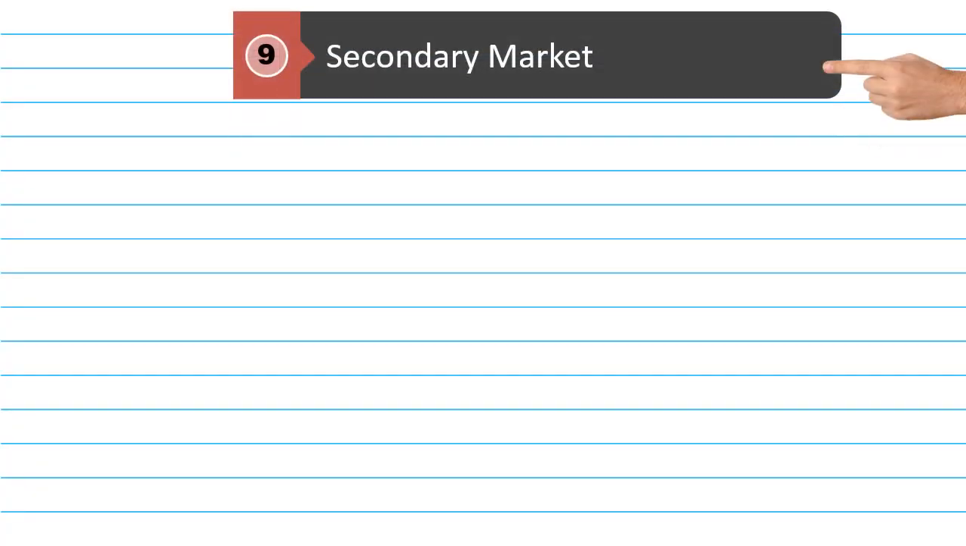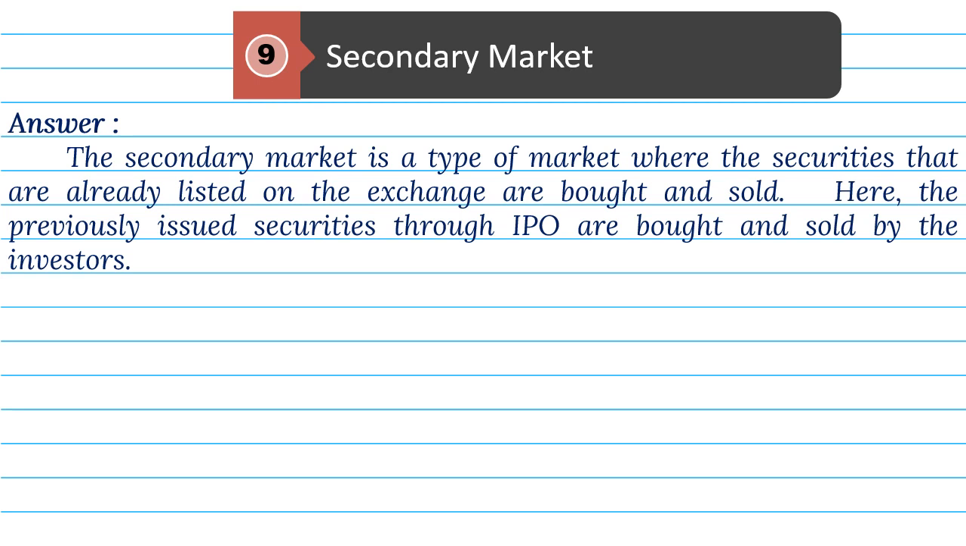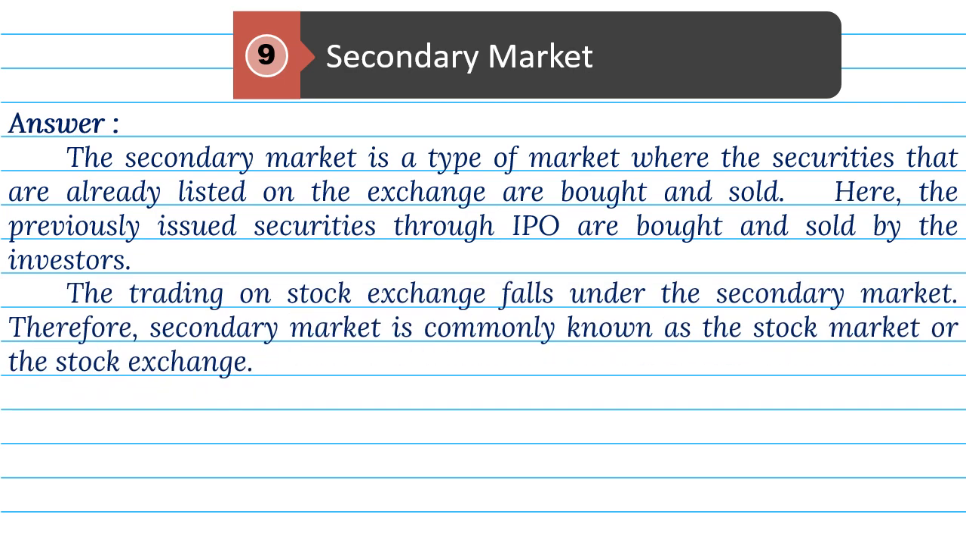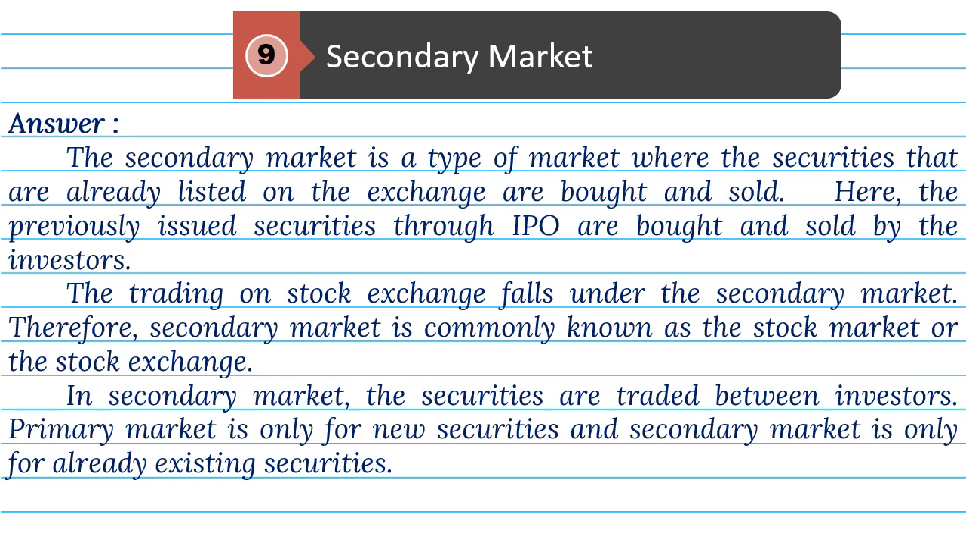9. Secondary market. Answer. The secondary market is a type of market where the securities that are already listed on the exchange are bought and sold. Here, the previously issued securities, through IPO, are bought and sold by the investors. The trading on stock exchange falls under the secondary market. Therefore, secondary market is commonly known as the stock market or the stock exchange. In secondary market, the securities are traded between investors. Primary market is only for new securities, and secondary market is only for already existing securities.